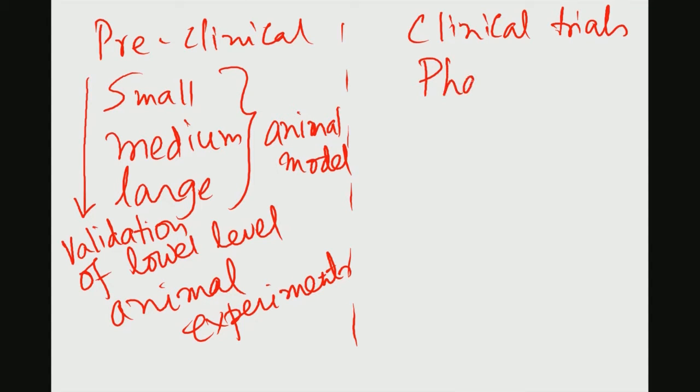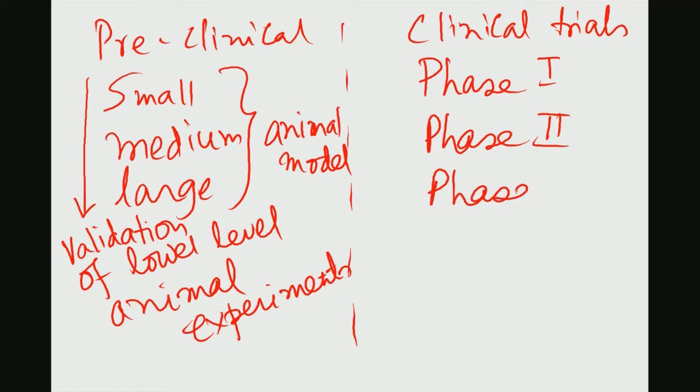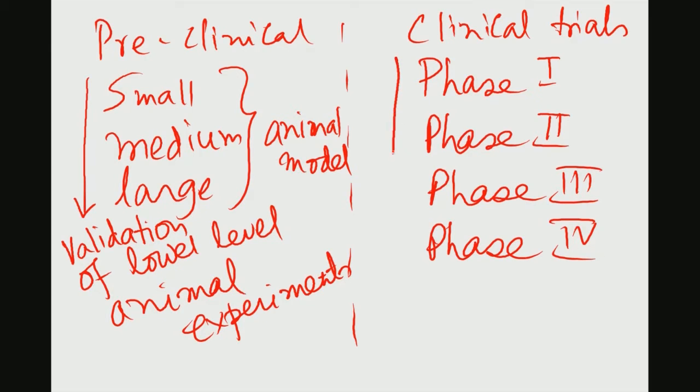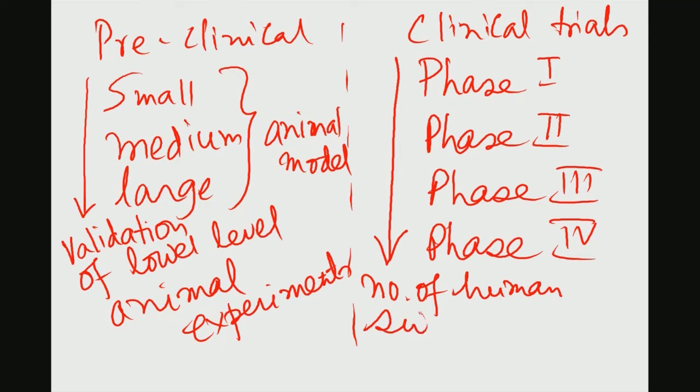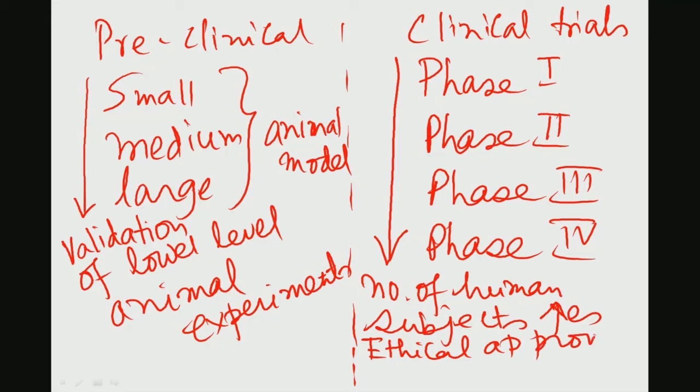Similarly, now if I may compare some kind of correlation with phase 1, phase 2, phase 3 and phase 4 clinical trials: as you travel along this direction from phase 1 to phase 2, phase 3, phase 4, the number of human subjects increases, and therefore the ethical approval becomes more and more difficult.